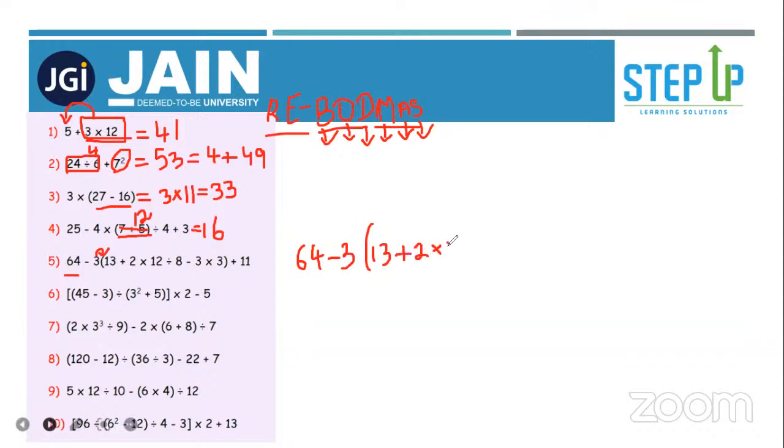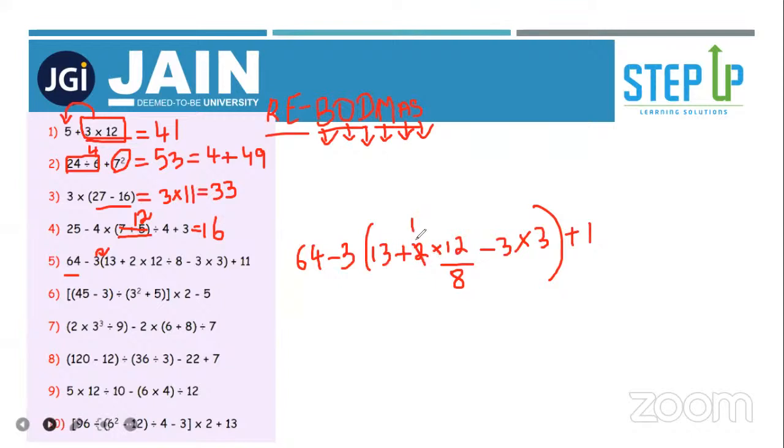Okay, 13 plus 2 into 12 divided by 8. That means I write it in fraction, minus 3 times 3. Normally what we do when the fraction comes, we have to take the LCM method or solve them first. Is that right? That is what we're going to do over here also.